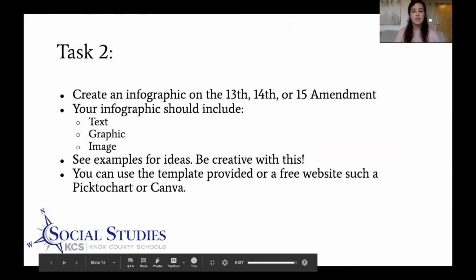So, like I said, you can do it that way, or you can use a free website such as Piktochart or Canva. So I'm about to show you some examples using an online resource. While I'm showing you these examples, I want you to notice how each example has a text, so words of some sort, a graphic, and an image.